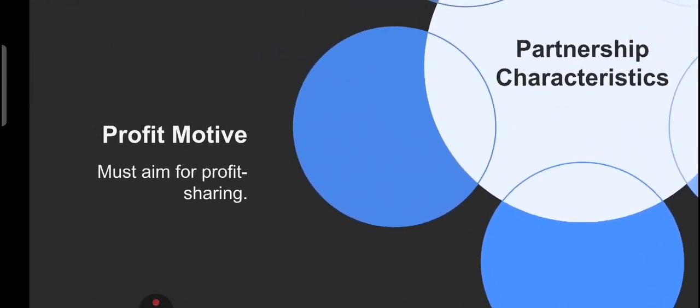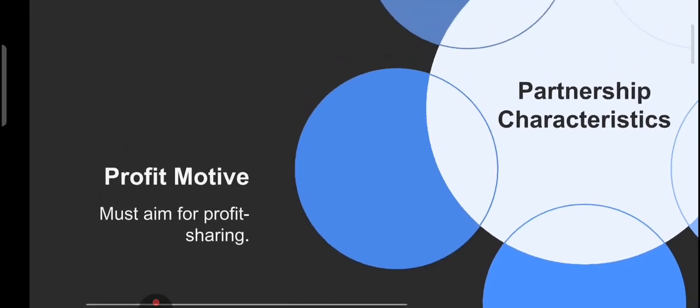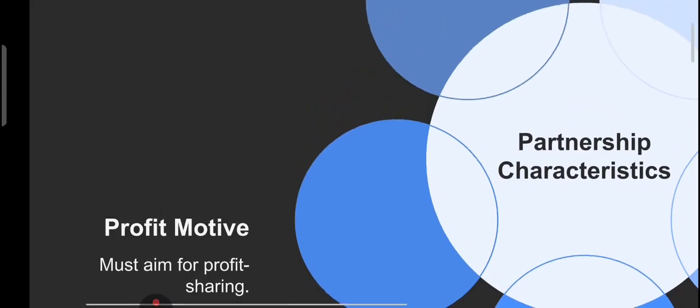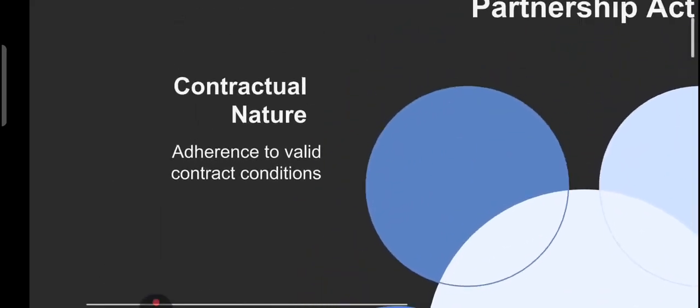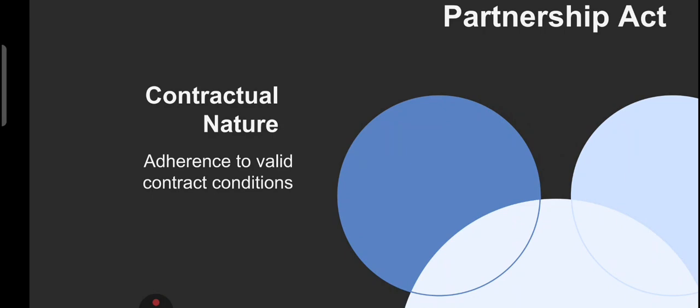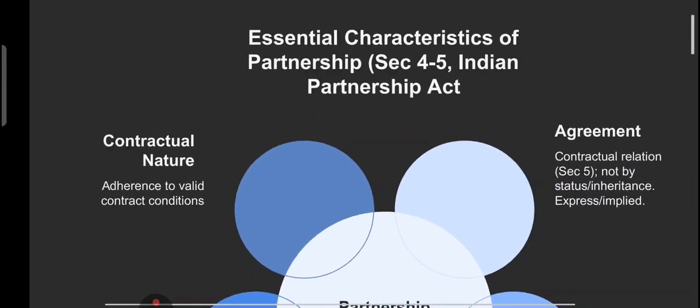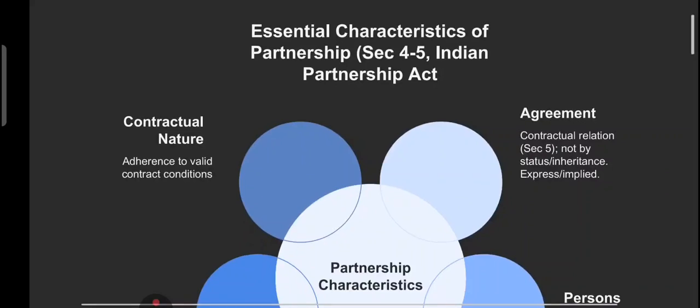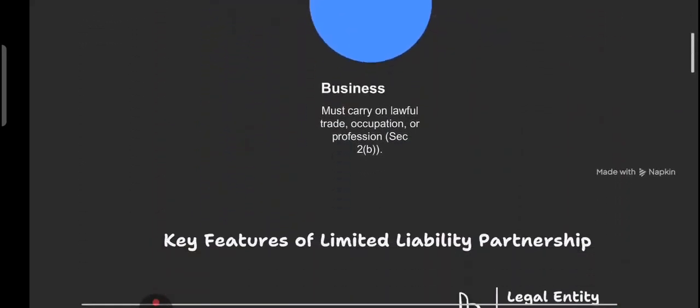Then comes the profit motive. This is a key element. The purpose must be to earn profit and those profits must be shared among the partners. Lastly, the nature of the relationship is contractual. That means all conditions laid down by a valid contract must be followed. That is called contractual nature. So this is all about the Partnership Act, Sections 4 and 5 of the Indian Partnership Act. Every aspect we have covered.